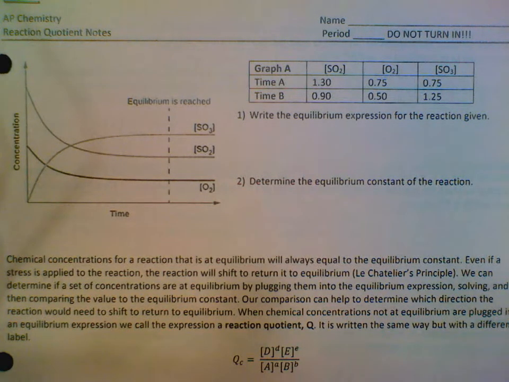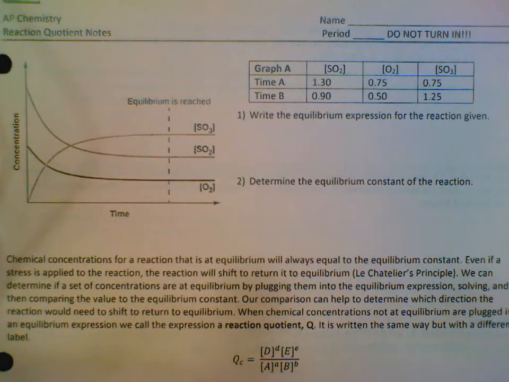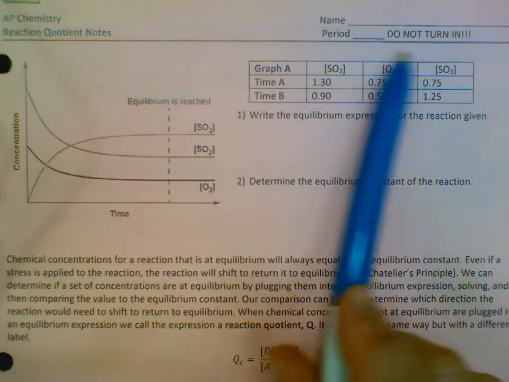Alright guys, so now we're going to take a look at the reaction quotient notes. So make sure you have your pink sheet ready to go. So reaction quotient is really a way to help us determine if a system is at equilibrium or not. So we've got some information here.